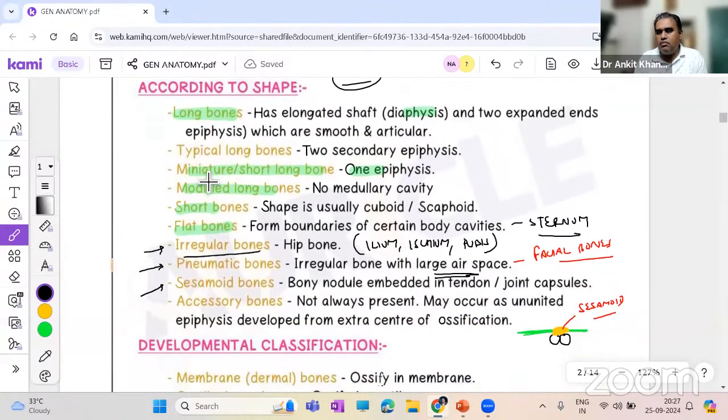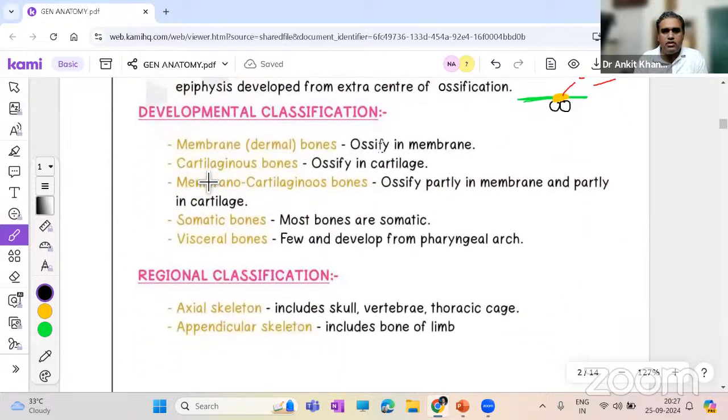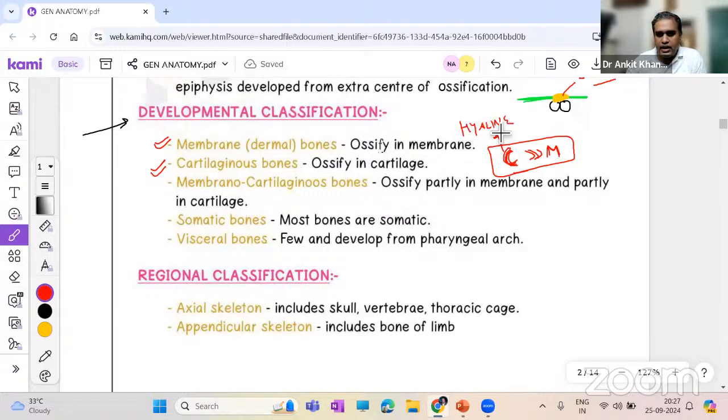But you will be a bit surprised or excited to see that there are other classifications also. Developmentally also the bones are classified into multiple types. Remember, at least must know here are membranous and cartilaginous bones. Most of the bones are cartilaginous, some are membranous, simple as that. And tomorrow they ask you which cartilage are we talking of? Basically, we are talking of hyaline cartilage.